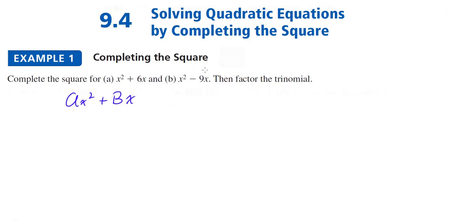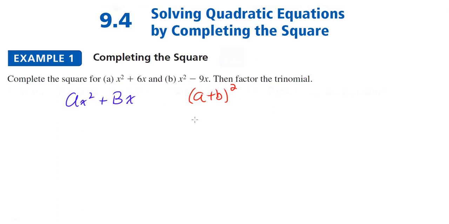In completing the square, what we do is add our own c value to the end of this to turn this into a perfect square trinomial. So the next question is probably, well, what's a perfect square trinomial? Well, a perfect square trinomial is the product of a special product like a plus b squared.